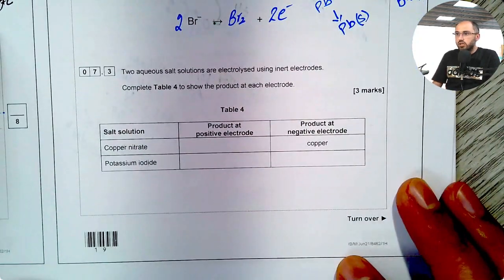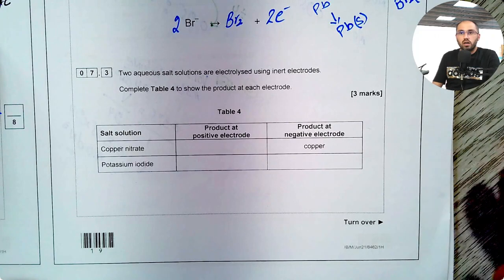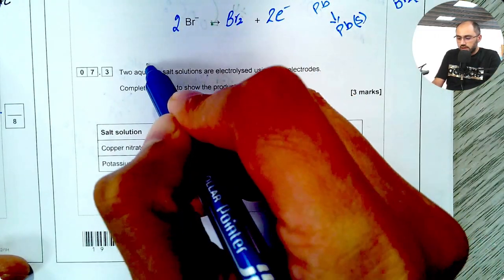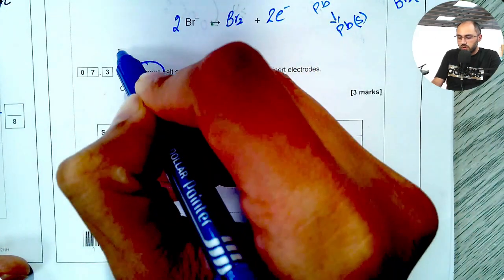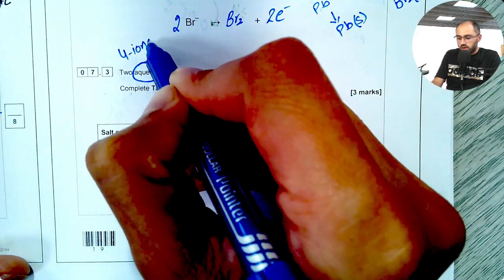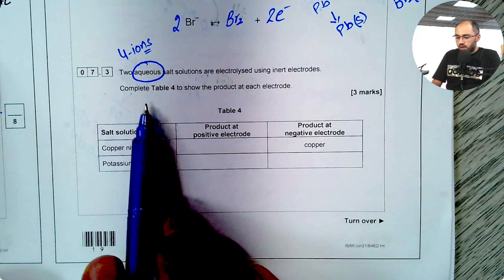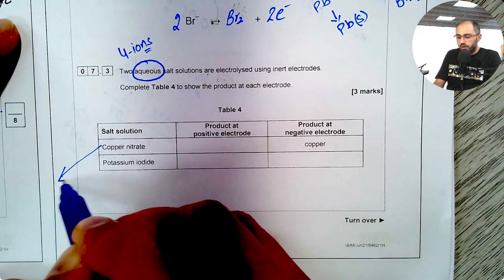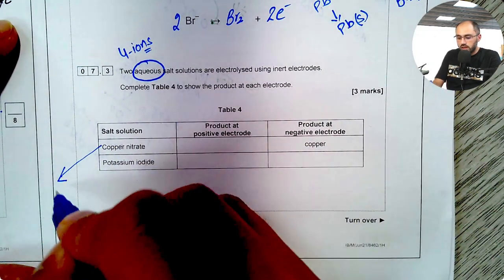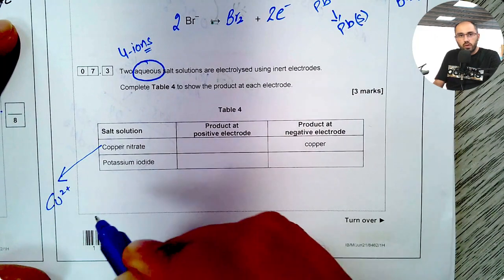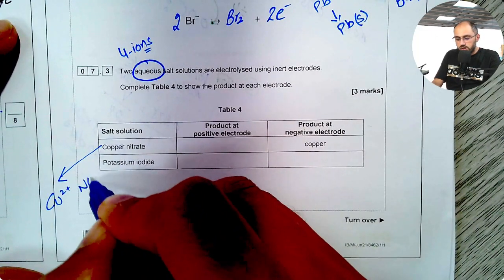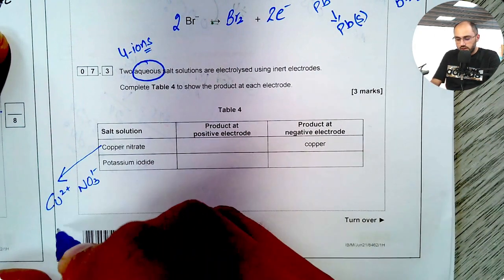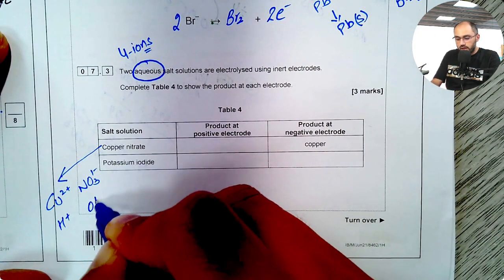Next part says, 2 aqueous salt solutions are electrolyzed using inert electrodes. Now this time it says aqueous. So aqueous means 4 ions. Complete table 4 to show the product at each electrode. So let's first consider copper nitrate. It is a solution, so there will be copper ion, which is Cu2+, a nitrate ion, which is NO3 1-, and then 2 additional ions due to water, which is H plus and OH minus.